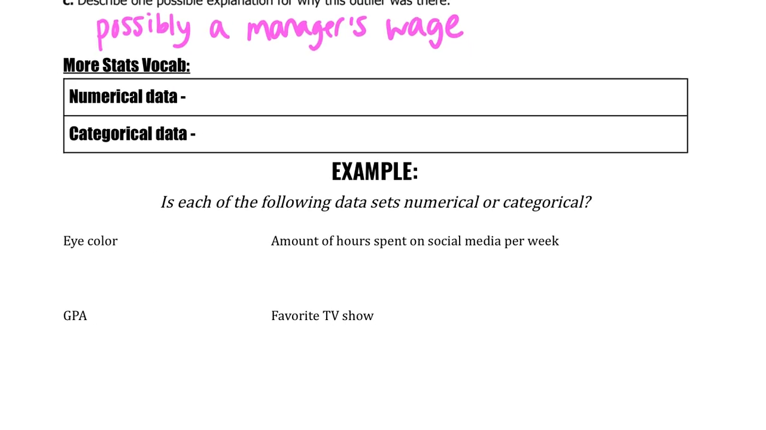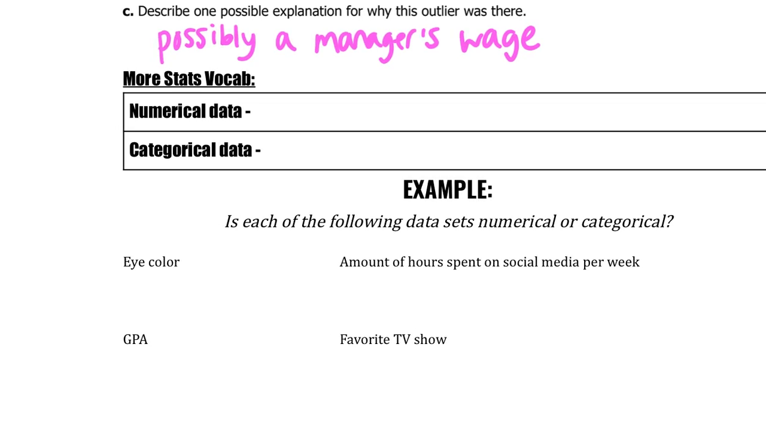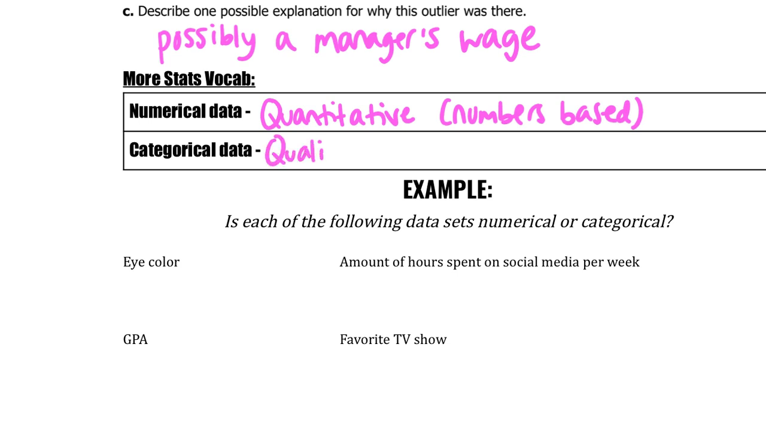A little bit more vocab here. So numerical data is exactly what it sounds like. It's numbers. And then categorical data doesn't have numbers to it. Sometimes we call numerical data quantitative data. So in other words, it's numbers based. A quantity is like a number. Categorical data is different. It doesn't have numbers to it. We're still collecting data, but it's what we call qualitative, and it's not numbers based.